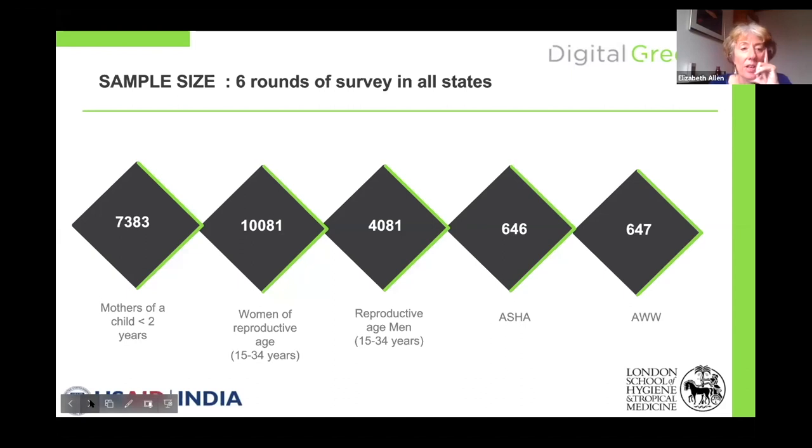So in total, you can see that despite the fact we did these smaller and quick surveys, we did have quite a large sample size. In the six rounds of surveys in all states, we had a total of 7,383 mothers of a child less than 2 years. We had over 10,000 women of reproductive age. We had 4,100 men of reproductive age, 646 ASHAs and 647 Anganwadi workers.